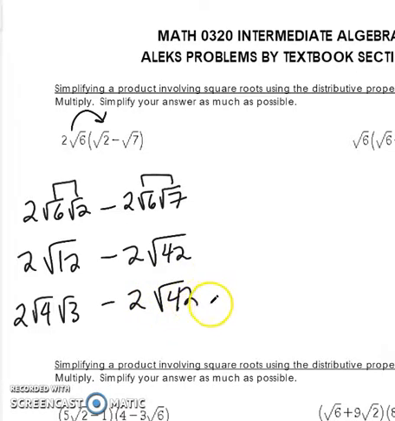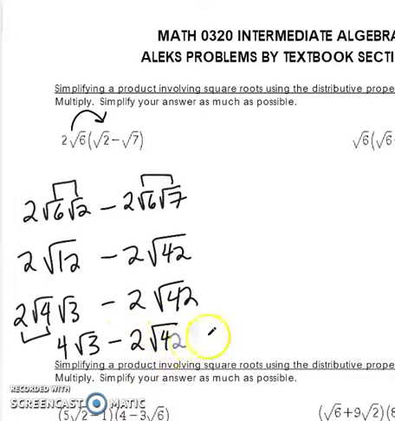We just keep going with it. And what do we have? Well, 2 times root 4. Well, root 4 is 2, so we have 2 times 2, which is what? 4. Then we have root 3 minus 2 root 42. And it says simplify as much as possible. Well, that's about as simple as we're going to get that, and that's fine.